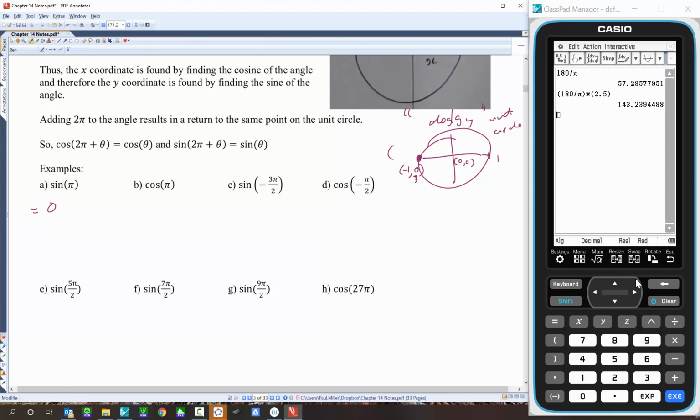Now you can test this out on the calculator. What you want to do is make sure you're in radians mode, and then you're simply going to go shift and, is it 1?